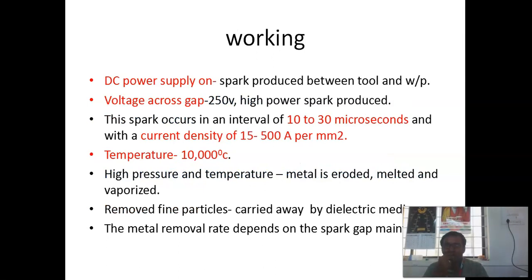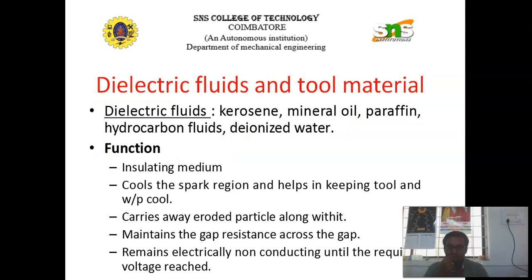Working: when the DC power supply is on, a spark is produced between the tool and the workpiece, and a voltage of about 250 volts is produced. This spark occurs in an interval of 10 to 30 microseconds with a current density of 15 to 500 ampere per mm square. So the temperature rises to about 10,000 degrees Celsius. Therefore, at high pressure and temperature, the metal is eroded or melted and vaporized. The removed fine particles or chips are carried away with the help of the dielectric medium. The metal removal rate depends on the spark gap maintained between the tool and the workpiece.